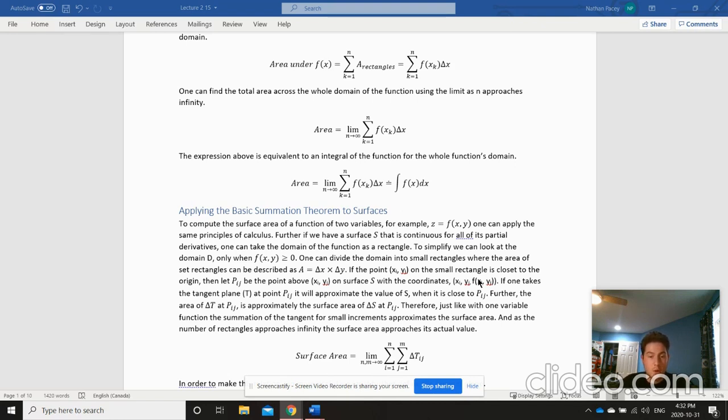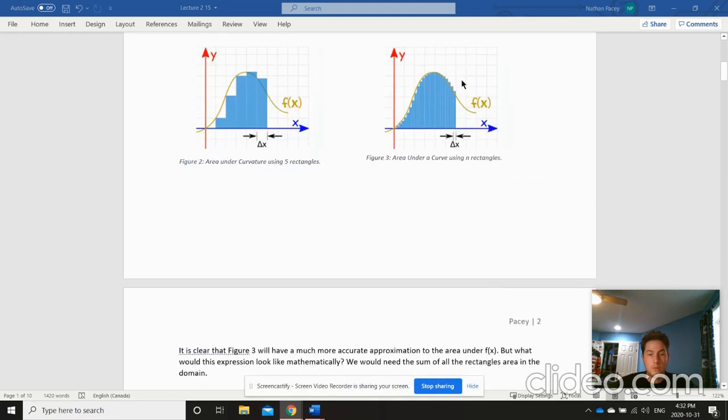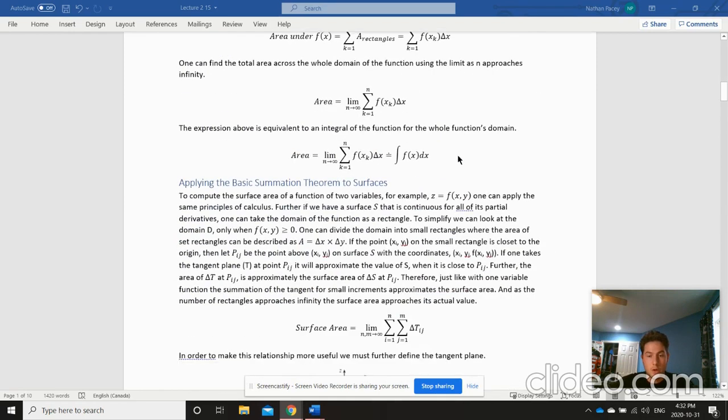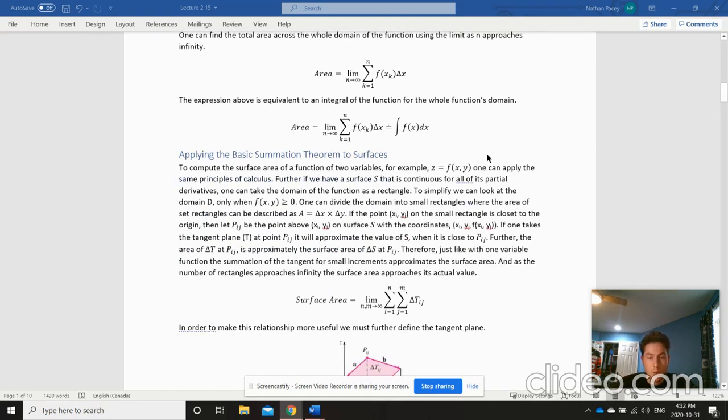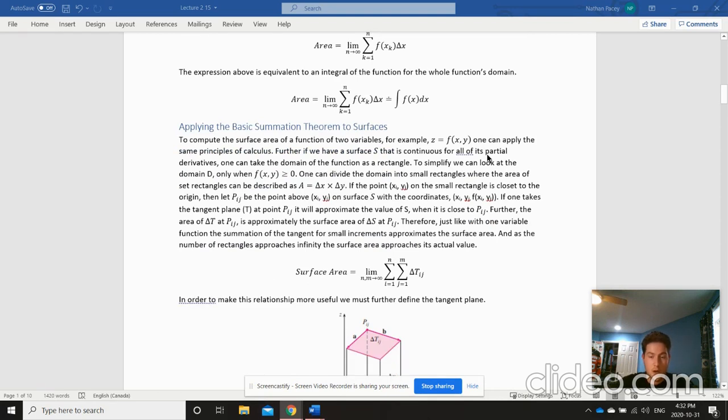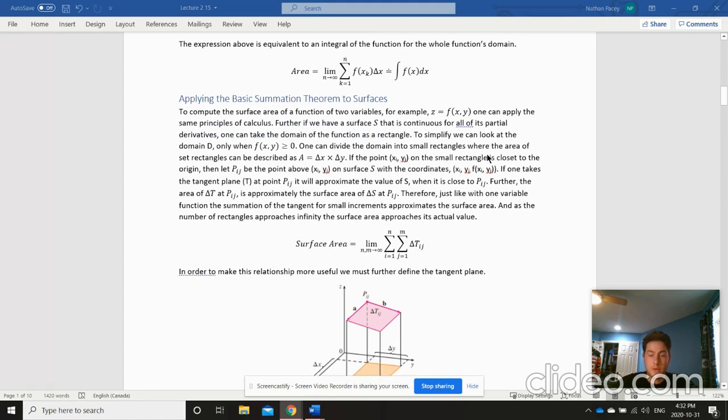So for simplicity, we're going to be looking at the area when f of x and y is greater than or equal to 0. So just like we did with the two-dimensional area under a curve, we're going to be creating rectangles tangent to our surface. So to do that, we need to figure out an equation of the tangent plane to our surface, and we need to figure out how we can get an equation for the tangent plane to small rectangles at every point. So let's dive into that.